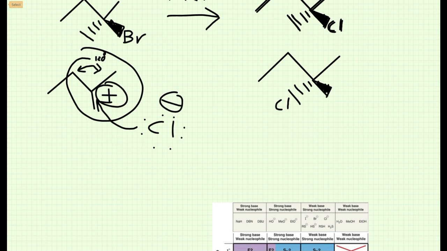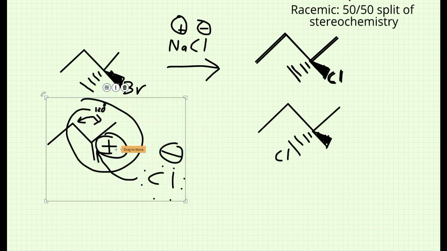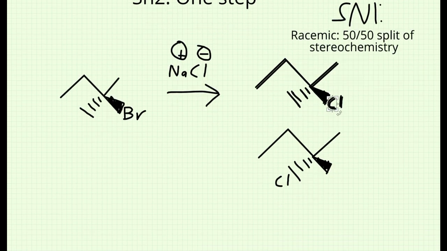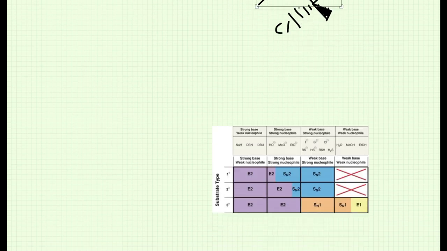There's nothing sticking out one way. There's no stereochemistry here. They're all flat. So it basically has to attack one way or the other, but it's not really defined. There's no easier way for it to attack, so it just attacks both at the same time, giving us the racemic mixture. So that is SN1.